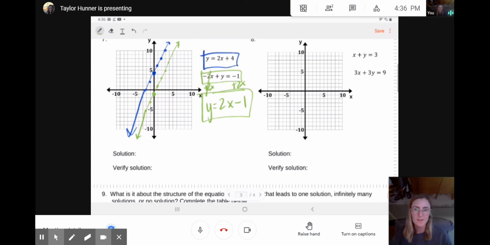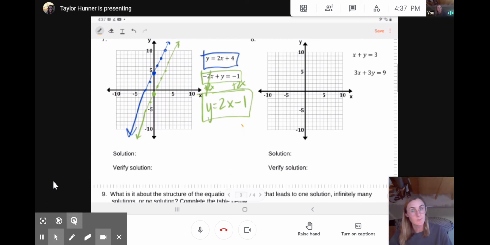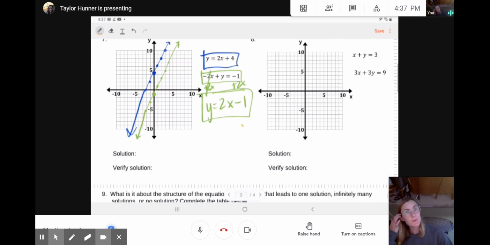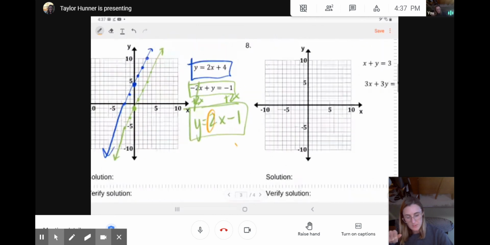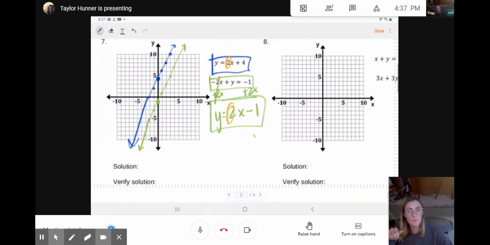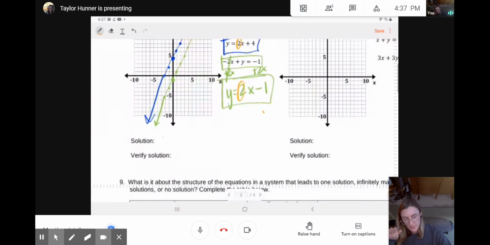Why would I know that these are not going to intersect? If you answered because these are parallel graphs, you are correct. And we could have actually been able to tell that right away if we had gotten both of these into slope-intercept form, because my slope here is 2 and my slope here is 2. So when that happens, even if we don't end up graphing, our solution is actually going to be no solution, and you don't need to verify it.